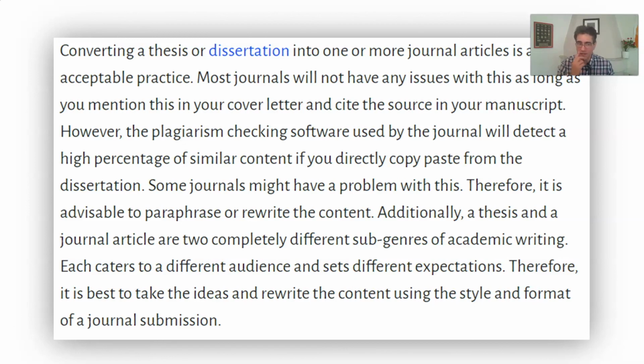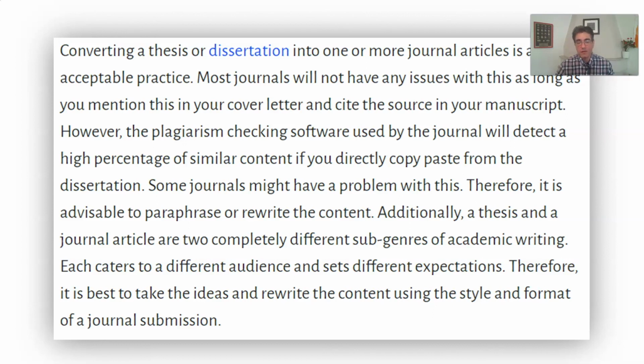Additionally, a thesis and a journal article are two completely different subgenres of academic writing. Each caters to a different audience that sets different expectations. Therefore, it is best to take the ideas and rewrite the content using the style and format of a journal submission.